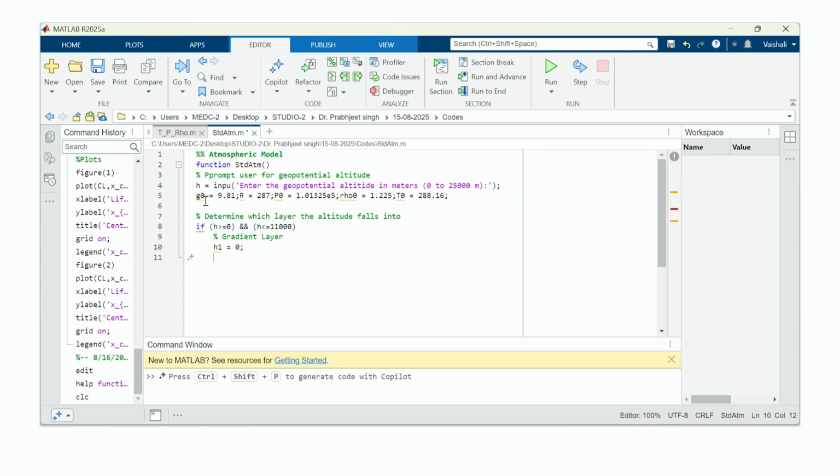The lapse rate I have already mentioned in the previous lecture. Let me write it here: minus 6.5 times 10 to the power minus 3, so e to the power minus 3. This is the lapse rate in Kelvin per meter. Let me write it in one line.